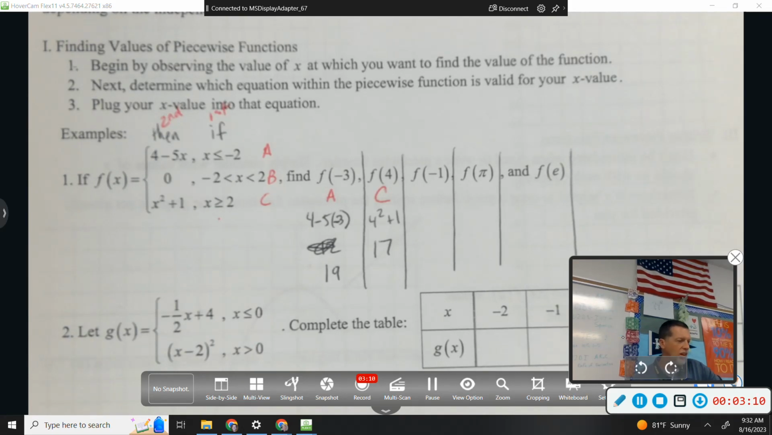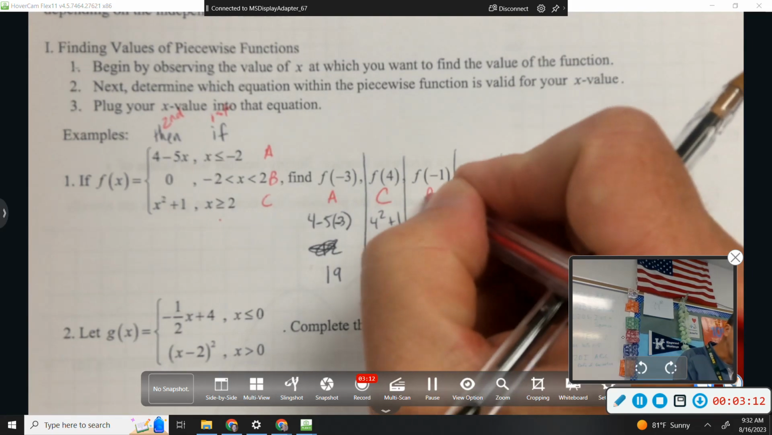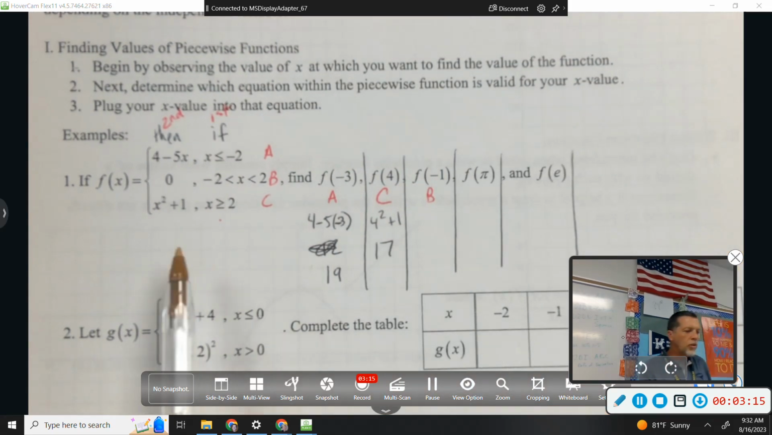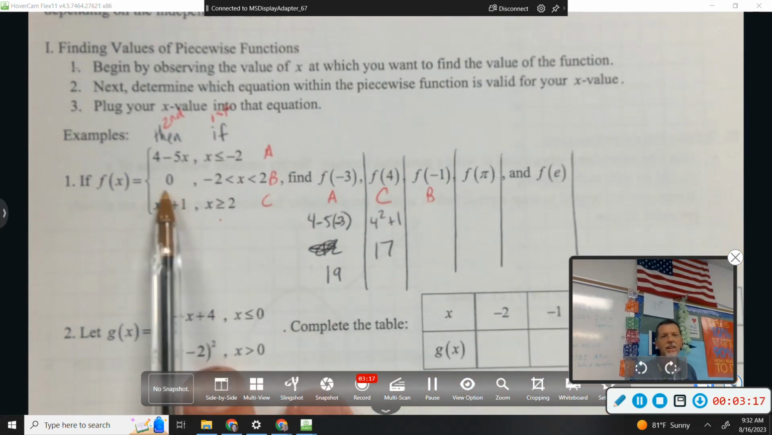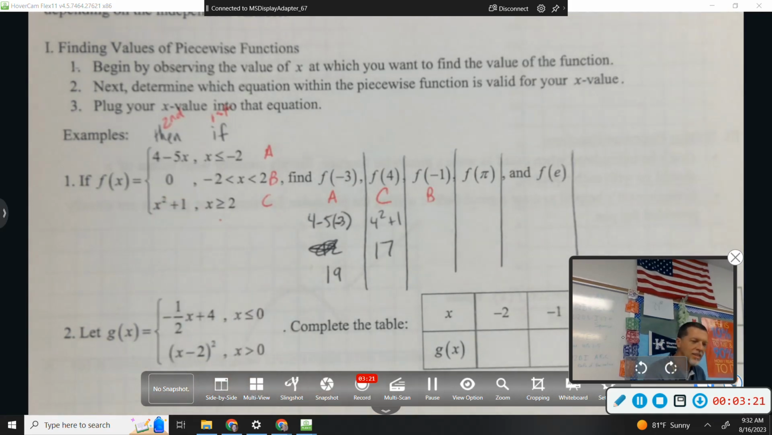F of -1, which piece is that? A, B, or C? B. -1 is between -2 and 2. So how do I plug in -1? You don't. A misleading question there. What's my answer then? 0.